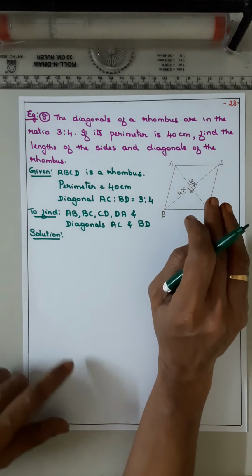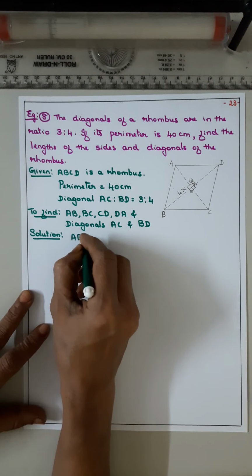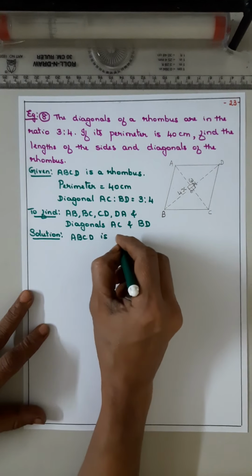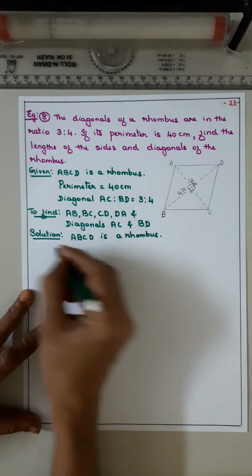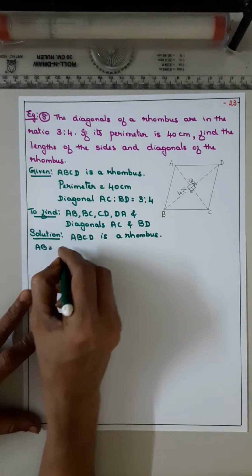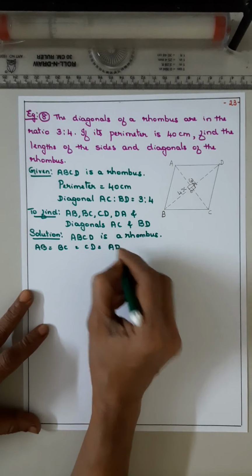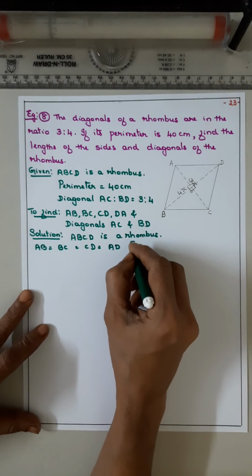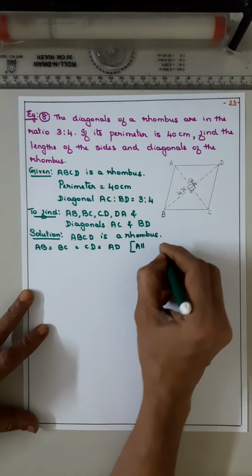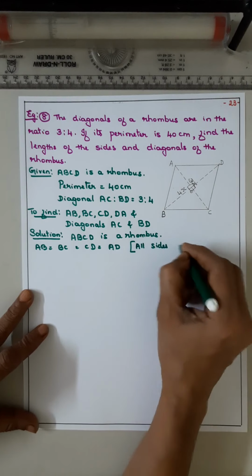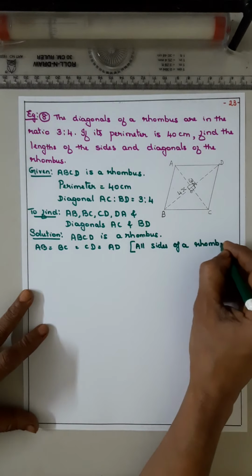For the solution, first what will you write? ABCD is a rhombus. Now AB is equal to BC is equal to CD is equal to AD. Why? Because all sides of a rhombus are equal.